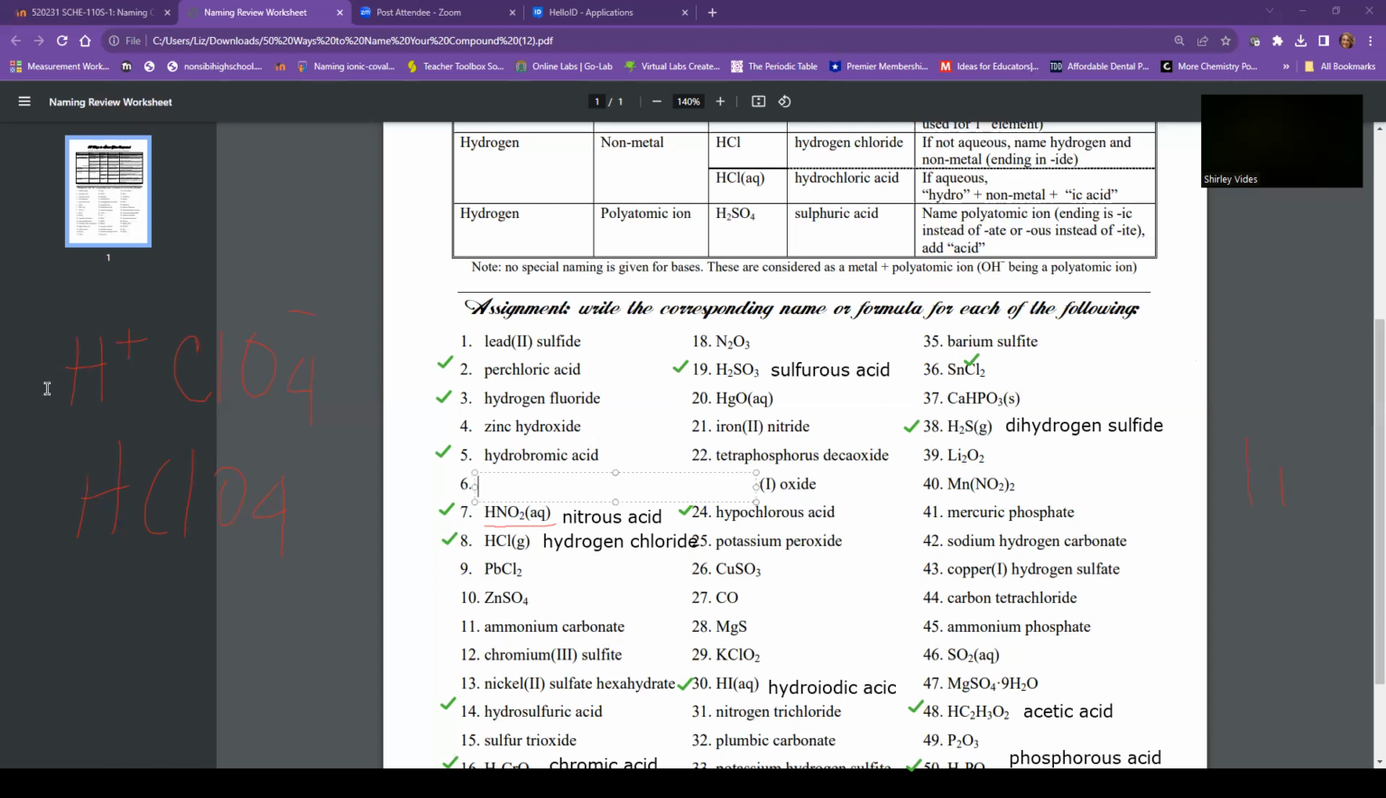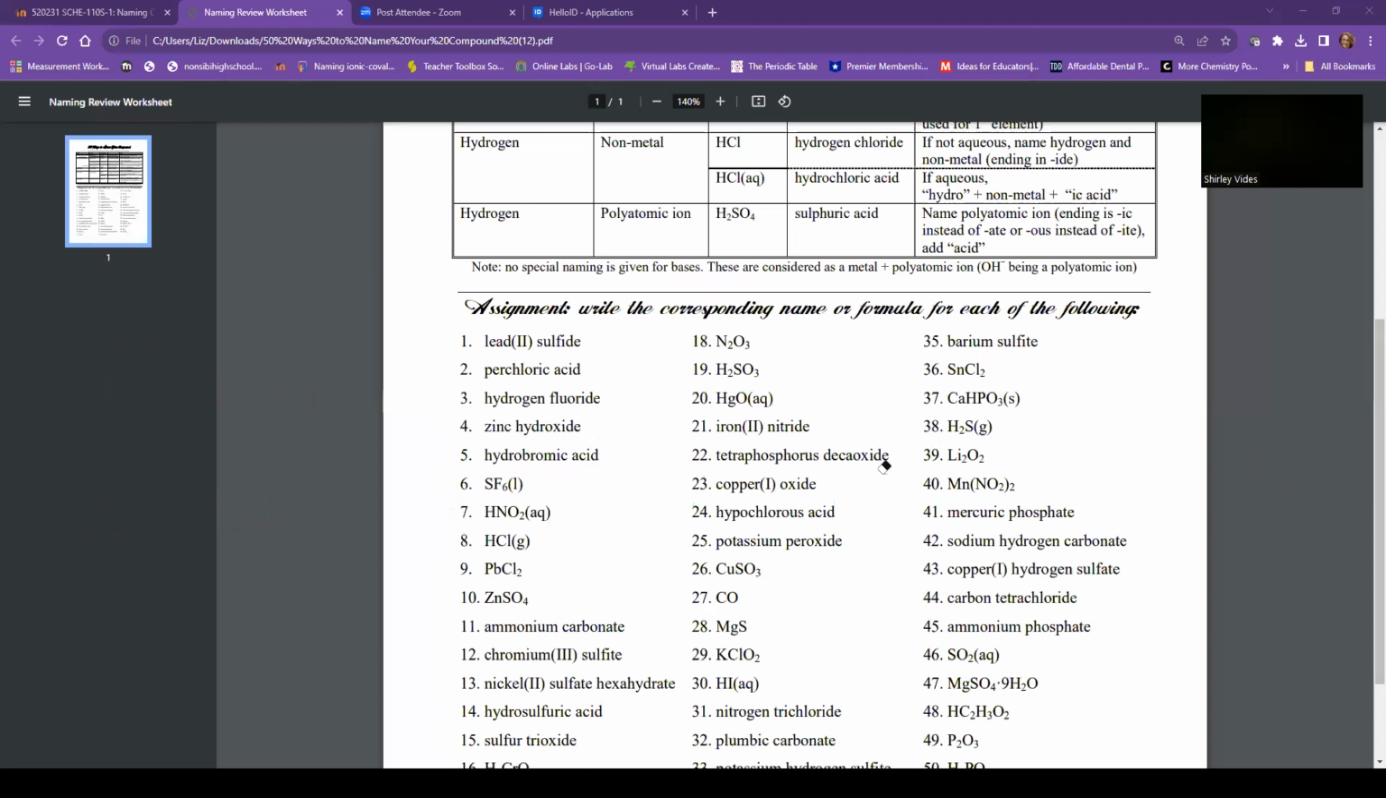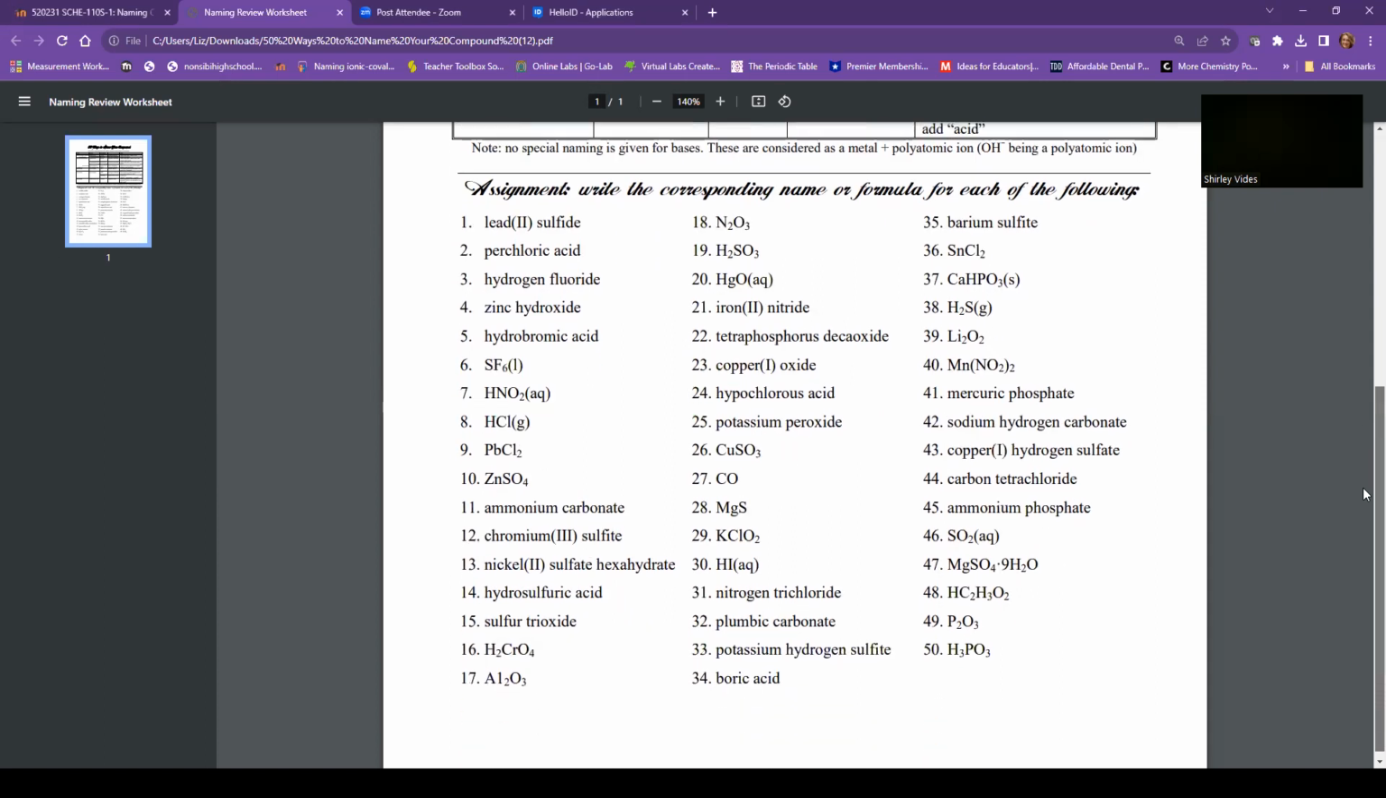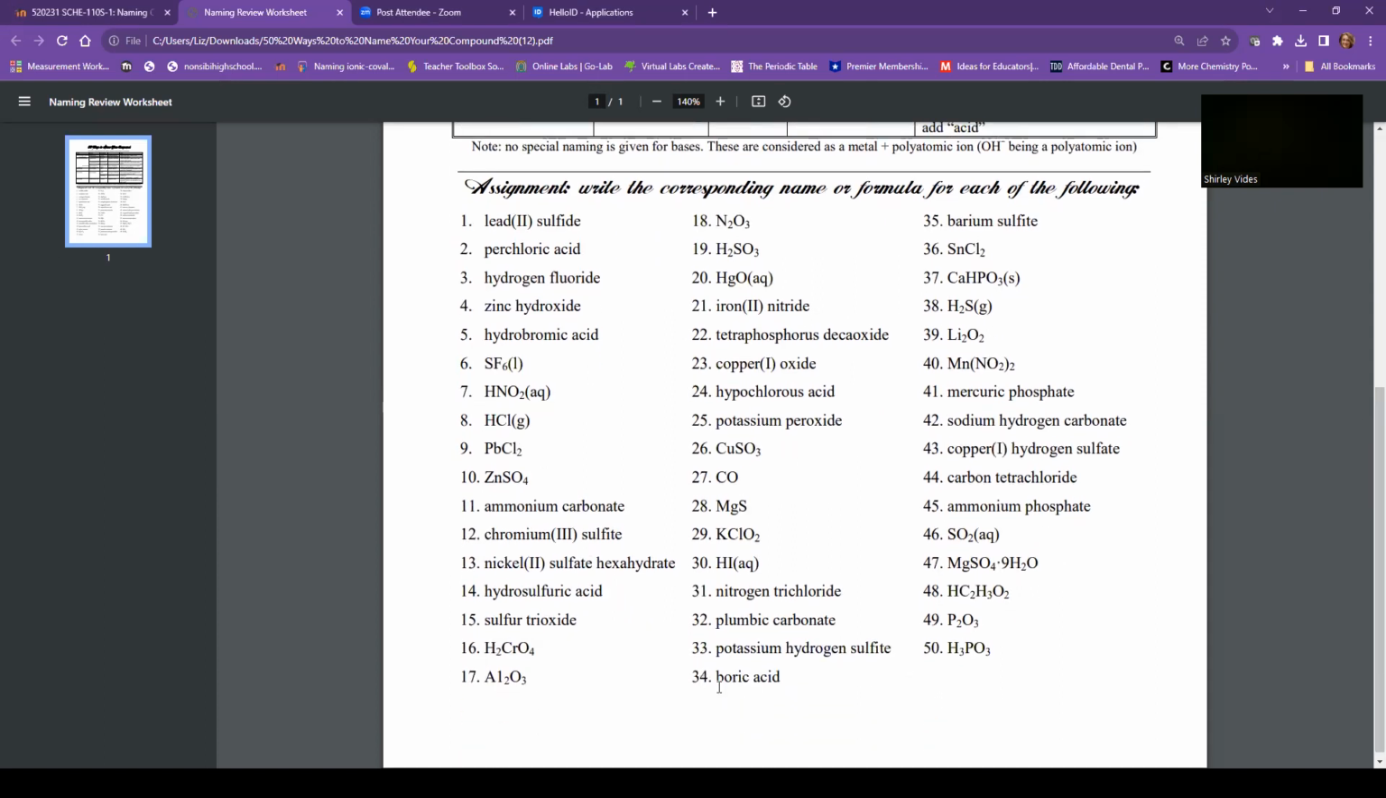All right, so let's clear all of those that we did and go to the next, and see if there's any more behind that because I couldn't see them. I know there's boric acid. There's one more. 34, boric acid. Okay, so boric acid is hydrogen, obviously, right?